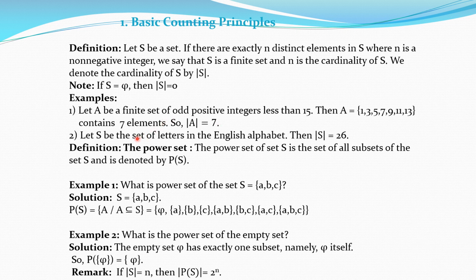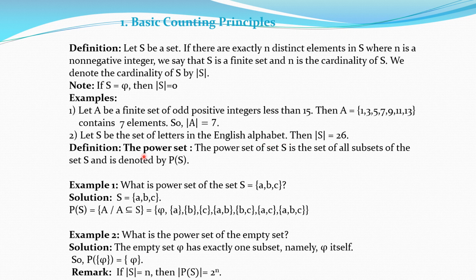Now second example, let S be the set of letters in the English alphabet. It means S contains the elements A, B, C, D up to Z, which are 26 in number. Hence cardinality of S is equal to 26.